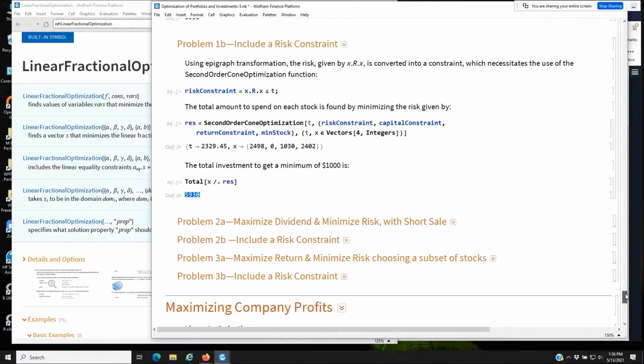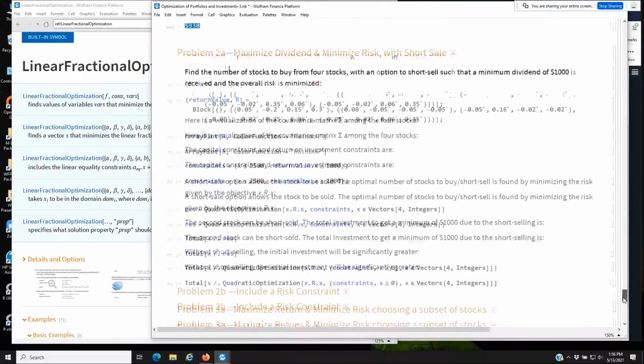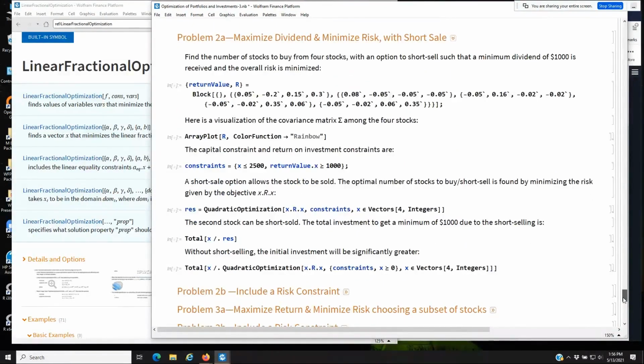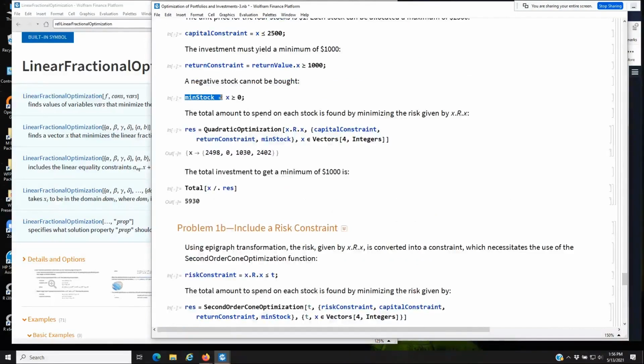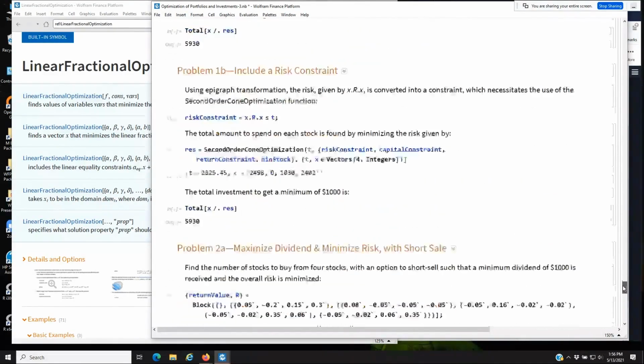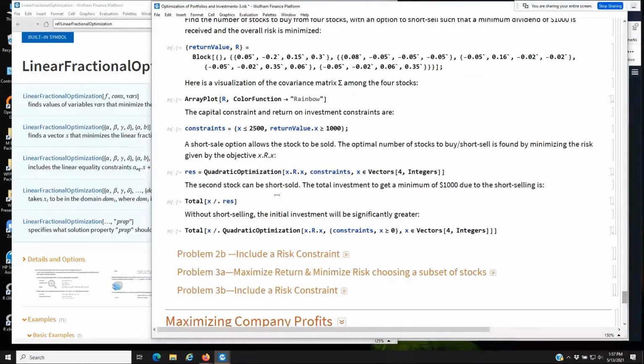But what happens when I introduce short sale? So the same problem all over again. But what's happened now is that I don't have the previous constraint we had up here, which was that the minimum value for a stock had to be 0. That's removed. So we've got quadratic optimization on the risk with the same constraints. We've put the 2 together now.